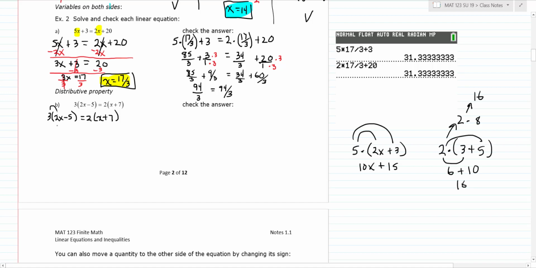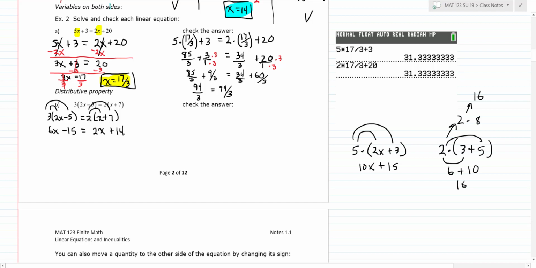We go 3 times 2x is 6x. You can think of that as a negative. 3 times 5 is 15, so that just bring down the minus. Same thing here. 2 times x is 2x. You're just doing 2 times 1. And then 2 times 7 is 14. It's a positive, so you get that.